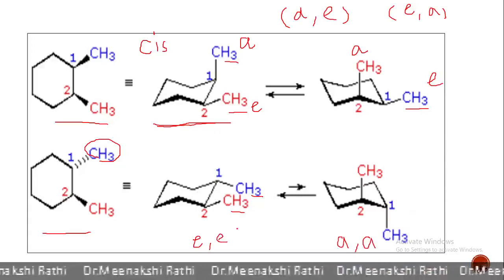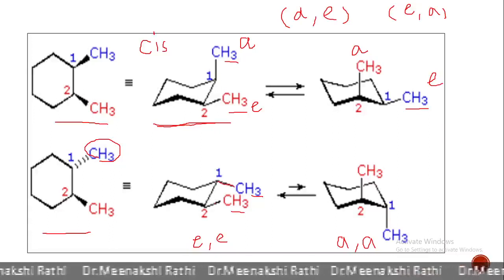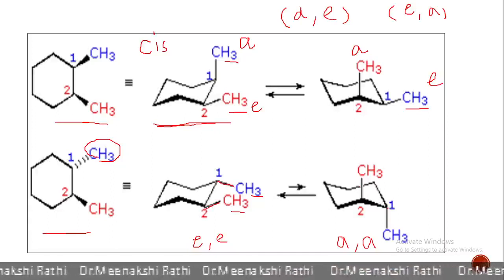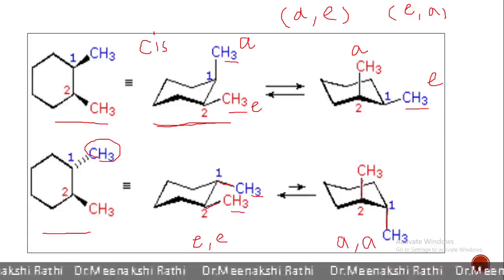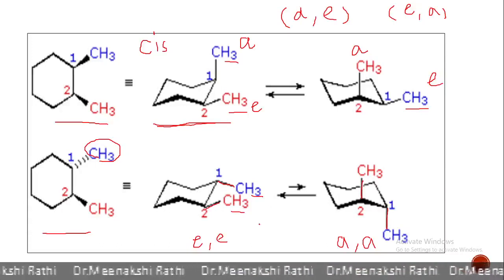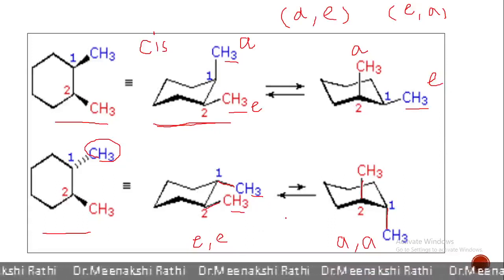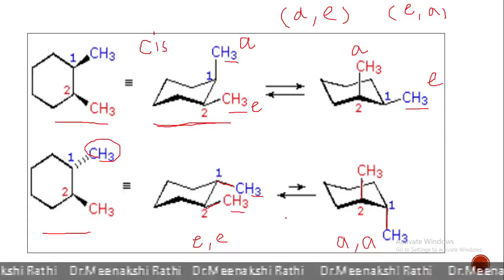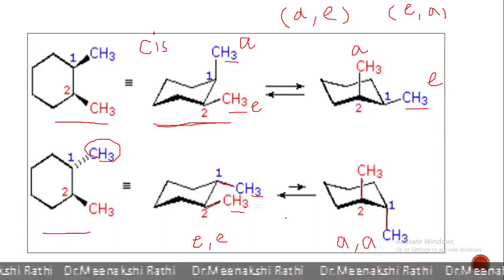But if you observe carefully, if one methyl group is below the plane, then the other methyl group is above the plane. See here, in this case also, one axial methyl group is below the plane, but the other methyl group, which is also axial, is above the plane. That means these two methyl groups are not in the same plane, but in different planes, above and below the plane. Such a disubstituted cyclohexane is known as the trans isomer.